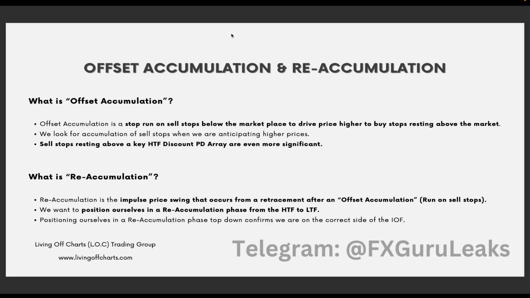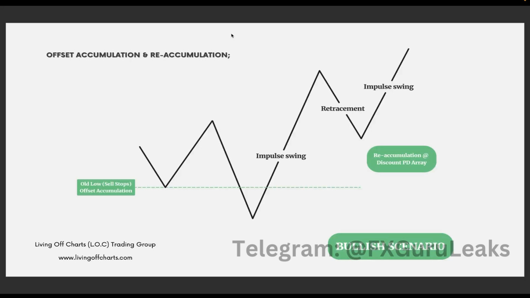We want to position ourselves in a reaccumulation phase from the higher time frame to the lower time frame. By doing this, we confirm that we are on the correct side of the institutional order flow. Diagram here, offset accumulation, reaccumulation. This low right here could be in the form of a previous day, week, month low, could be a separate price swing low, could just be an older low. It increases probabilities if there's a discount key PDRA right here below the low.